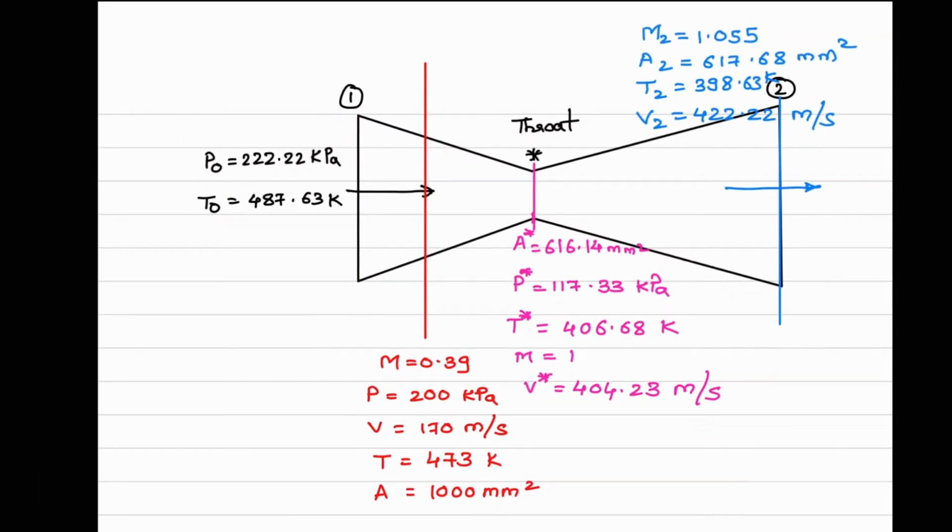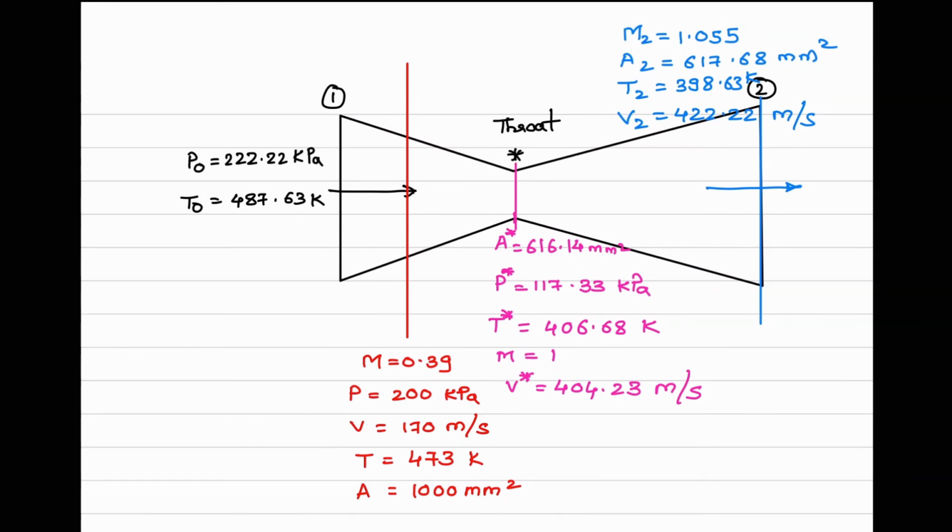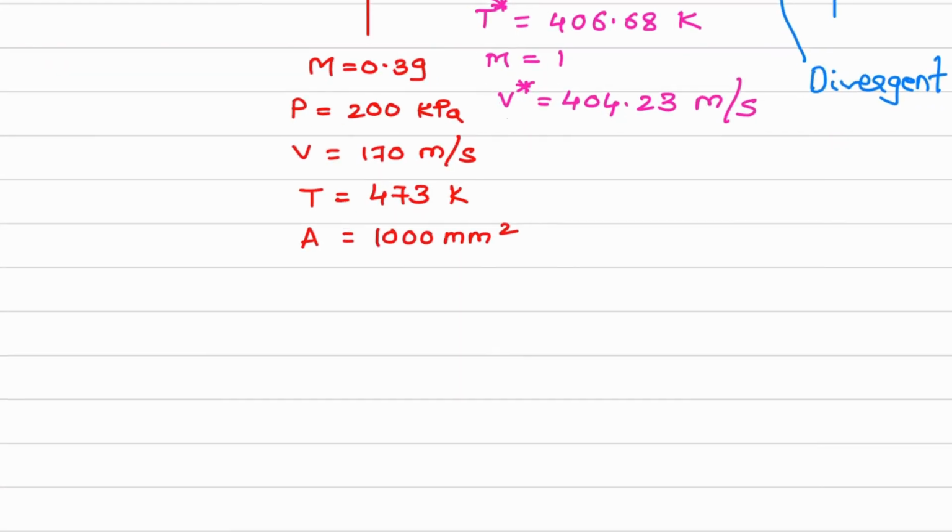Now understand the concluding part. We'll conclude. At inlet, here you can see this is the converging part, so I'll write down this part of the nozzle is convergent. This part of the nozzle is divergent. So this is which type of nozzle? This type of nozzle is called CD nozzle.